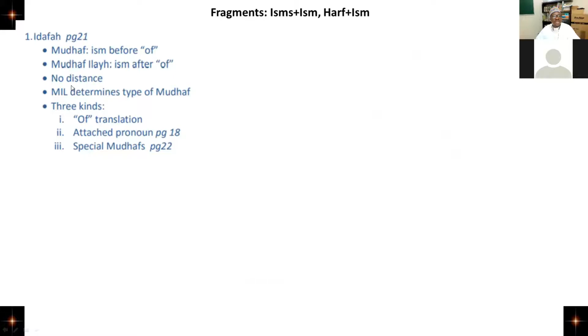Mudaf ilayhi does not accept any distance. So between the mudaf and mudaf ilayhi, you cannot put any word. They are always together. Mudaf ilayhi determines the type of mudaf. So if the mudaf ilayhi is ma'rifa, then the mudaf naturally will also be ma'arraf. If the mudaf ilayhi is nakira, the mudaf will also be nakira. There are 3 types of idafa. Idafa with the 'of' translation, and idafa with the attachment of a pronoun to an ism, like baytihi, wa layluhu, and ta'amuha, and so on, or if we have the special idafa situation where we have any of the zarf. So zarf and mazruf are also considered as a type of idafa.